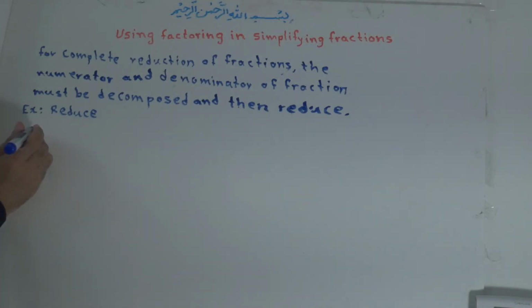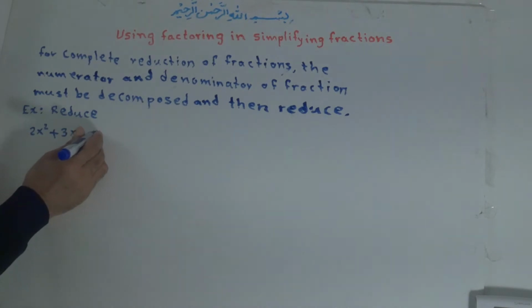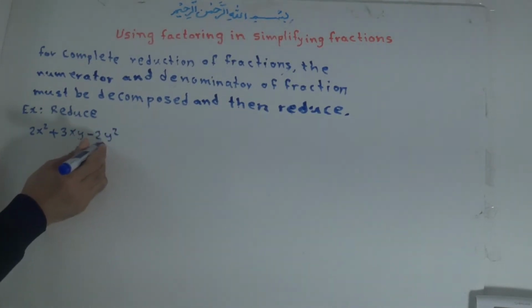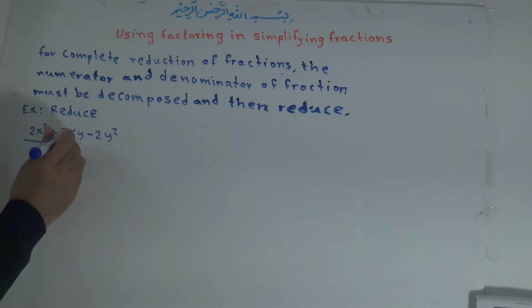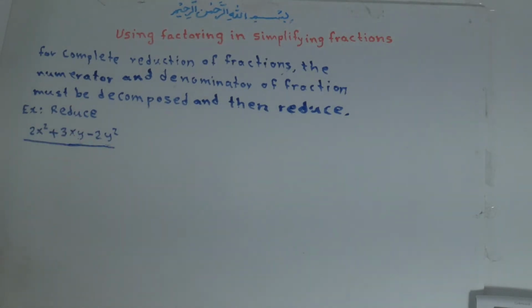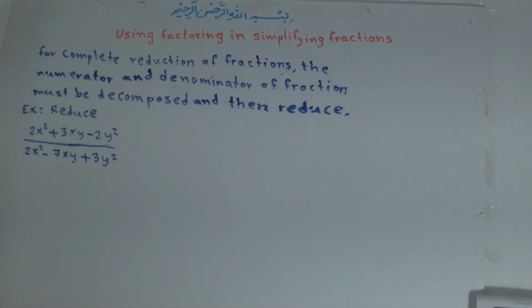Now there is a fraction: 2x to the power of 2 plus 3xy minus 2y to the power of 2, over 2x to the power of 2 minus 7xy plus 3y to the power of 2. Now what do we do?